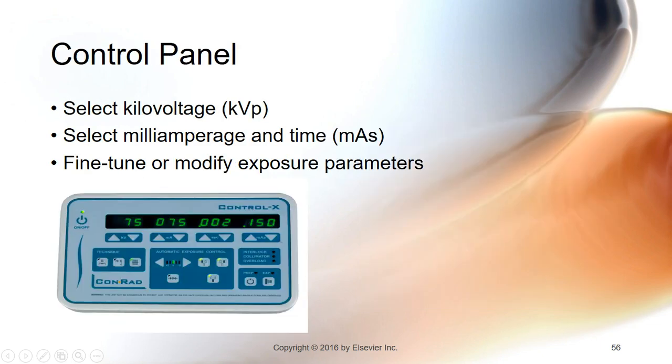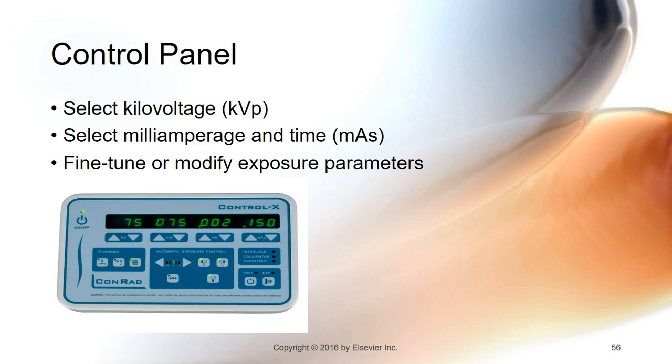Here's your control panel, and right here is how you select your kVp, which stands for kilovoltage peak. I said kilo, it's kilo. And then here's mA, which is milliamperage, and then your time, which is in seconds. Those two things together give you mAs, which is milliamperage seconds, and then you can fine-tune or modify your exposure parameters.